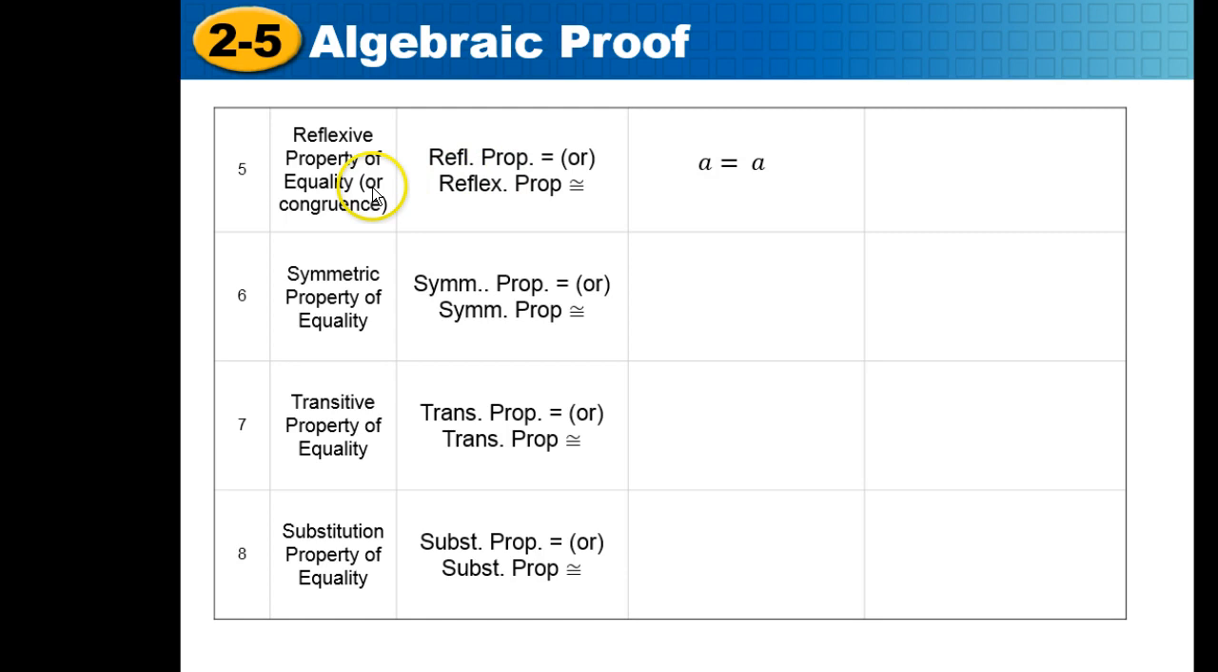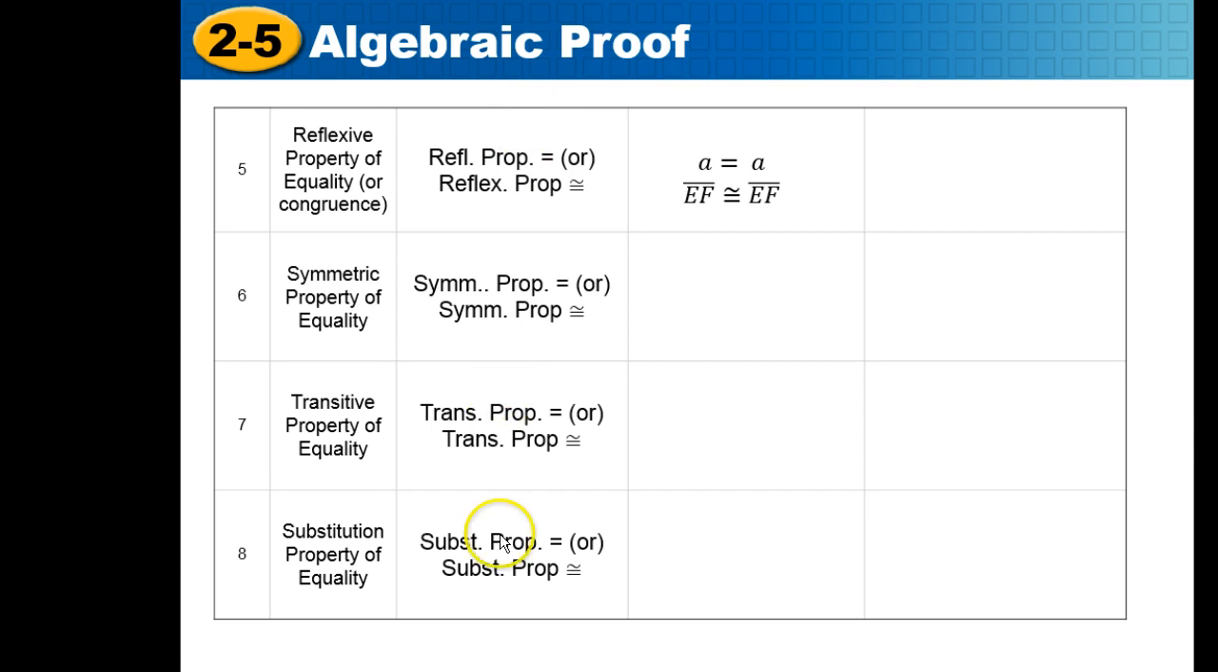The other thing I want you to notice about the last 5 properties is that not only do we have these properties for the equal part, the numbers, we also have them for any congruent geometry parts. So we need to define these for equality and for congruence. So this A equals A would be an example of the reflexive property of equality. Segment EF congruent to segment EF would be an example of the reflexive property of congruence.